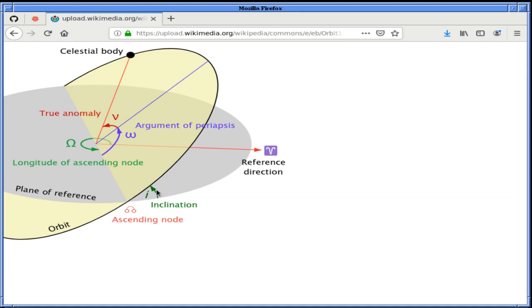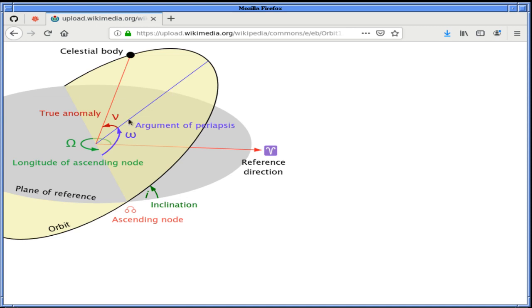That's the inclination. Now, once we've measured the longitude of the ascending node, we want to know when the planet is closest to whatever it's revolving around. That's called the argument of the periapsis. And then, at any given time, of course, the planet probably won't be at its periapsis. The angular distance between the argument of the periapsis and where the planet actually is is called the true anomaly.